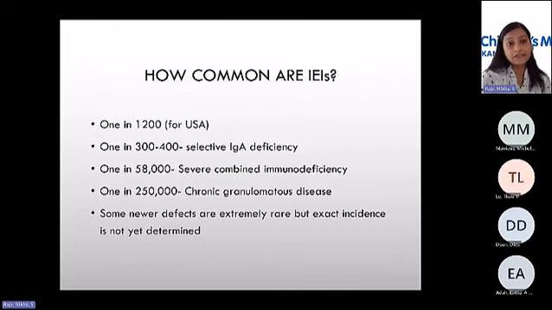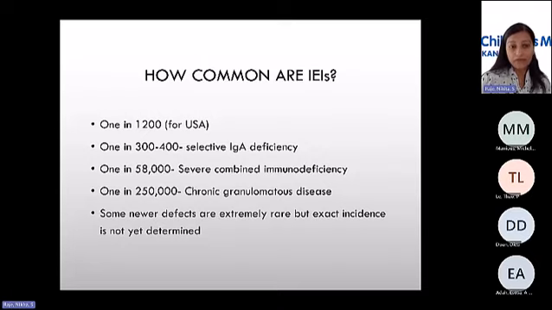So how common are the IEIs? So there was an initial population survey done in 2007, where researchers just called the general population and asked if they have an immune issue. And 1 in 1,200 replied they had an immune issue. Now, that doesn't mean that was an inborn error of immunity, but that was the first initial data that was shared. But now we know that the prevalence of inborn errors of immunity can vary depending on the type of immunodeficiency. Selective IgA deficiency, for example, is pretty common, 1 in 300 to 400.